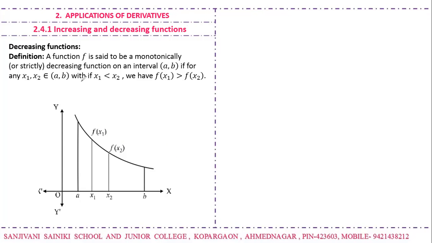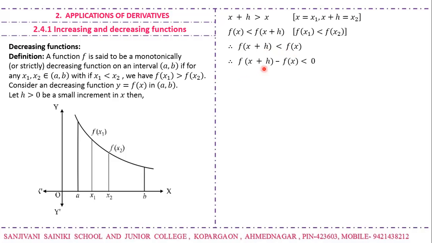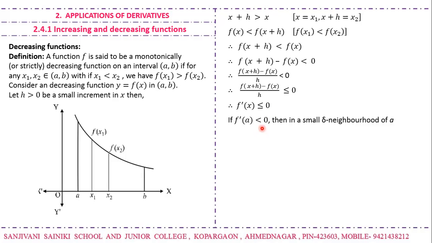Again, on the same line, we take h as a small increment in x, then x plus h is greater than x. By the definition, whenever x1 is less than x2, f of x1 is greater than f of x2. Since x plus h is greater than x, f of x plus h is less than f of x, which means f of x plus h minus f of x is less than 0. We can divide by h. Taking the limit as h tends to 0, we get f dash of x is less than or equal to 0. That means f dash at a is less than 0.